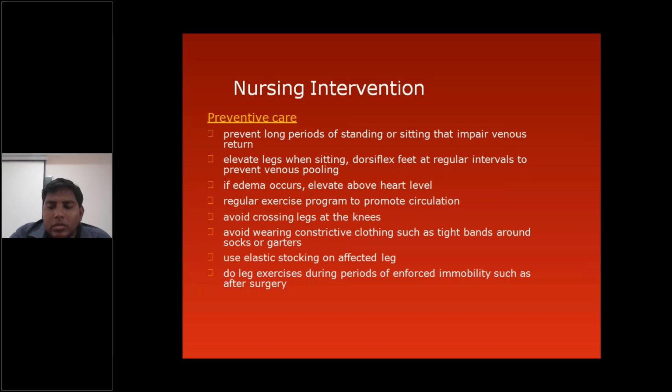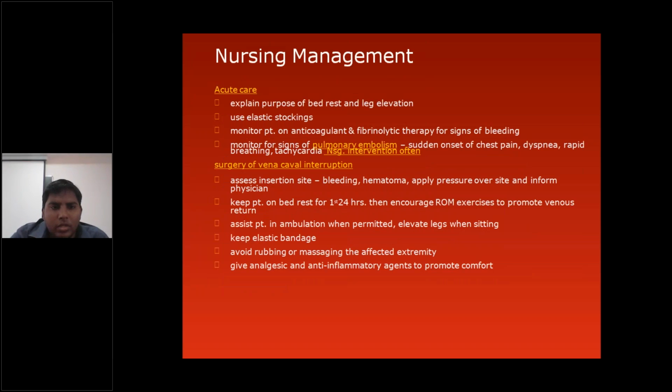So you need to explain to the patient about the purpose of bed rest and leg elevation, usage of elastic stockings, and you need to monitor for any aggravating symptoms such as sudden onset of chest pain and dyspnea. These are the signs of pulmonary thromboembolism, which is grievous. You need to monitor for these signs in case of severe pulmonary thromboembolism.